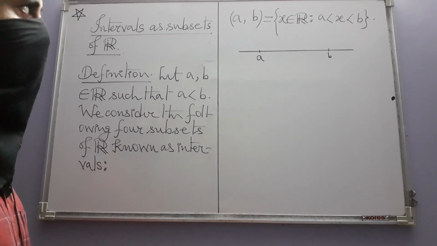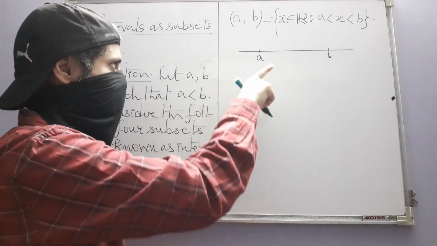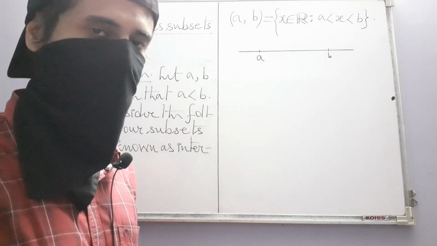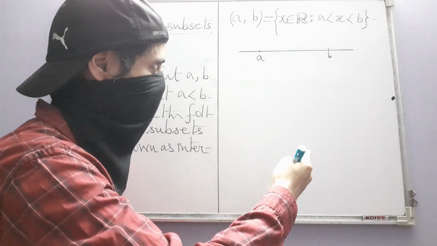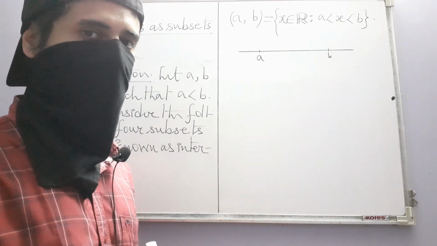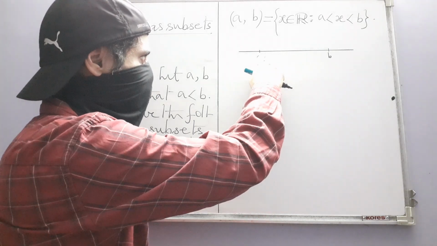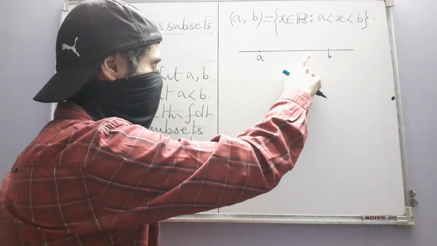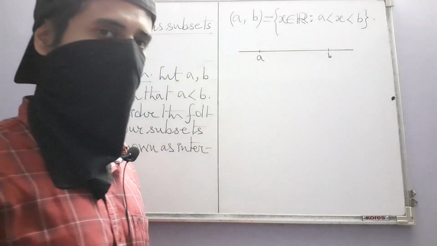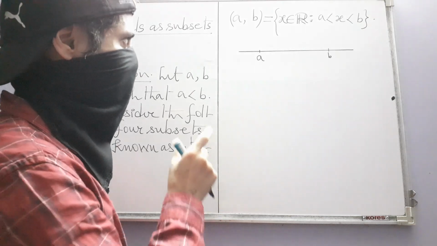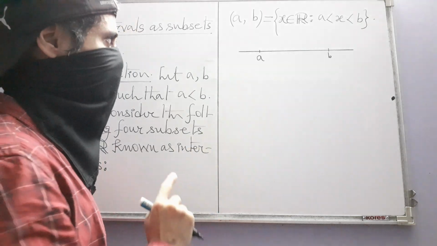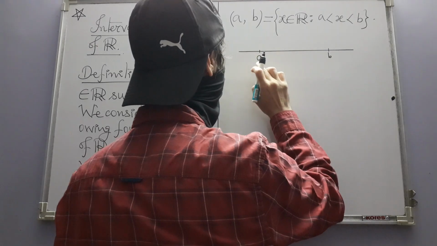So what we are saying is that the above subset is precisely the set of those real numbers that are greater than A and less than B. Geometrically, this corresponds to the set of those points on the real line that lie to the right of A and to the left of B. In order to draw this set on the real line, we use a technique like this.